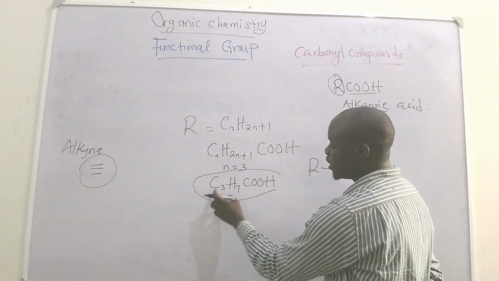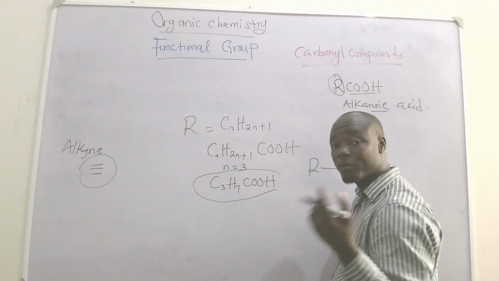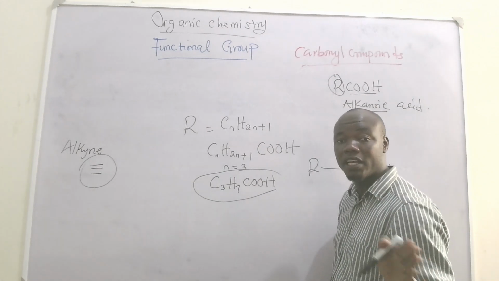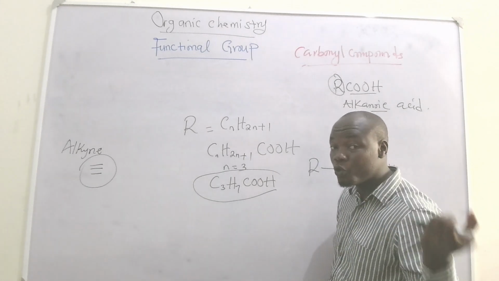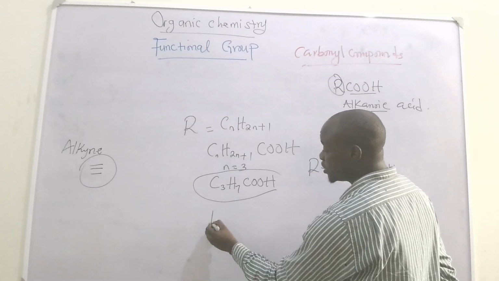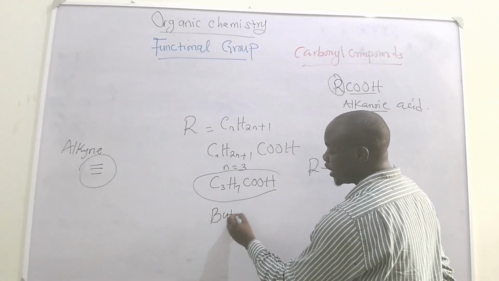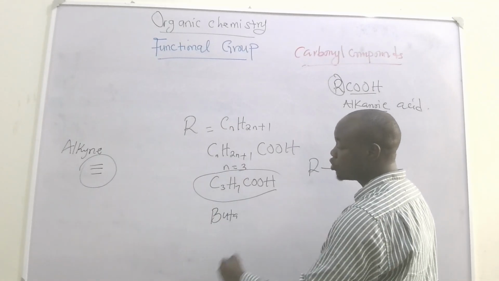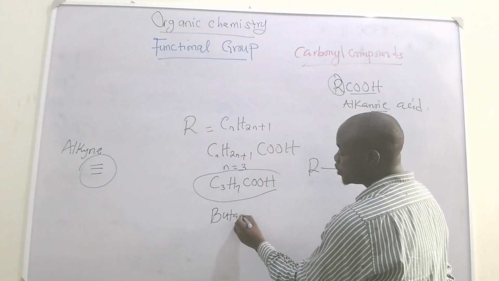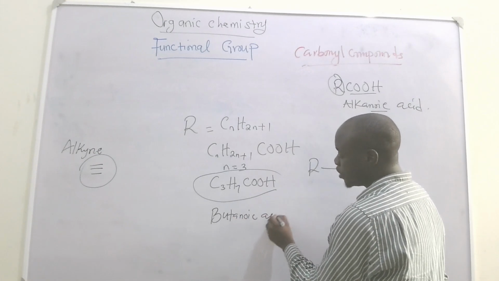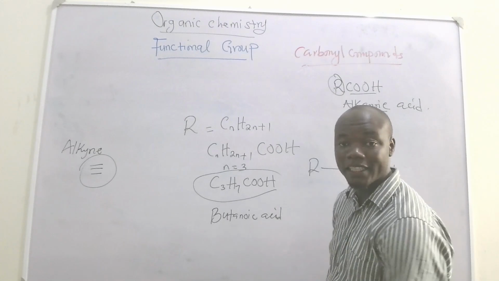For example, here there are 4 carbons. From the alkanes, any compound that has 4 carbons is called butane, so this is but- from the word butane. But this is an alkanoic acid, so we have butanoic acid. This one is now butanoic acid.